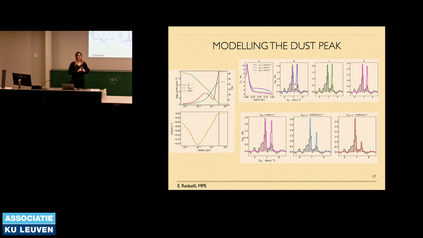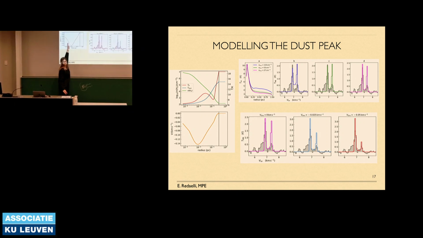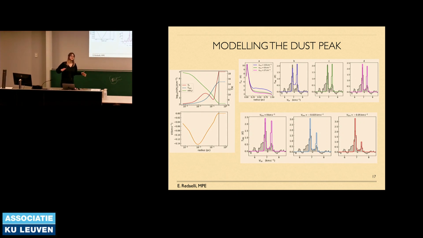Because if you use many lines, each of them will probe a different depth in the source, and therefore it will constrain this a little bit. Of course, this is a bit ideal, but in general, multi-line tracing will allow you to constrain this much better along the line of sight.